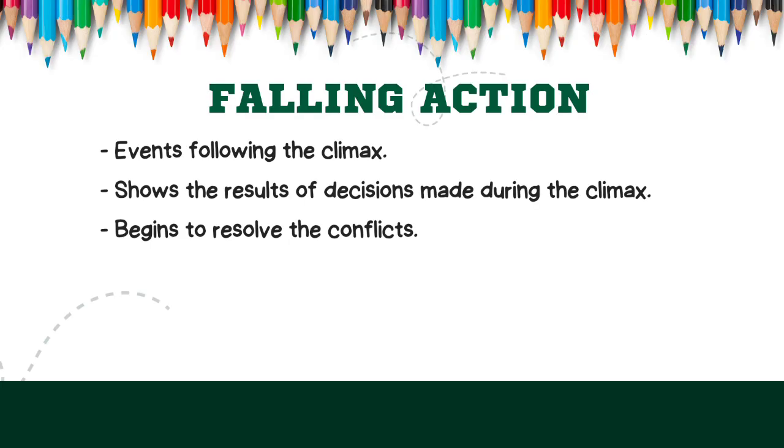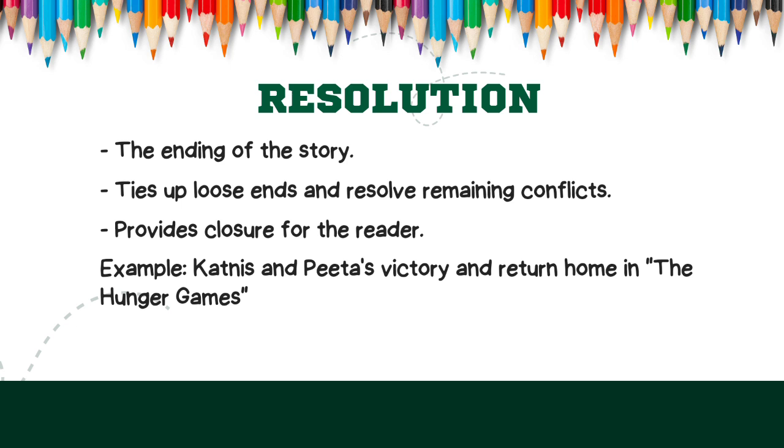Now let's look at the falling action. The falling action happens right after the climax. It shows the immediate consequences of what just happened. For example, in The Hunger Games, this includes the moments after Katniss and Peeta outsmart the capital by threatening to eat the poisonous berries. It's a quieter part of the story, but it's important because it helps us process the events of the climax. And finally, here comes the resolution, which is the end of the story.